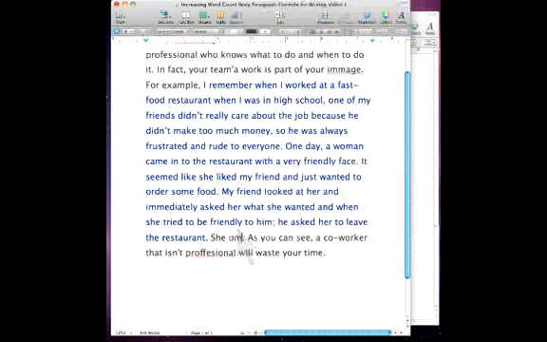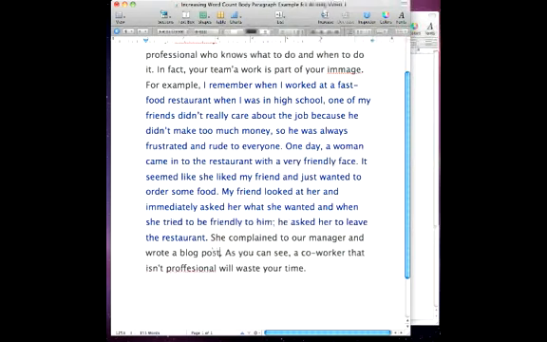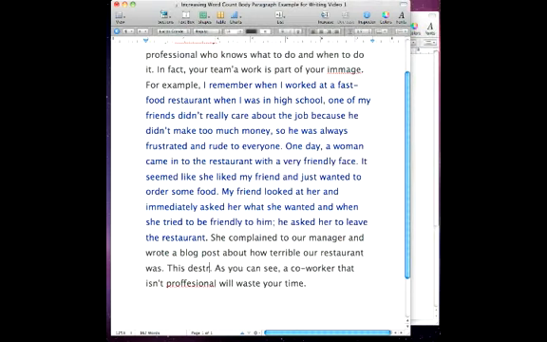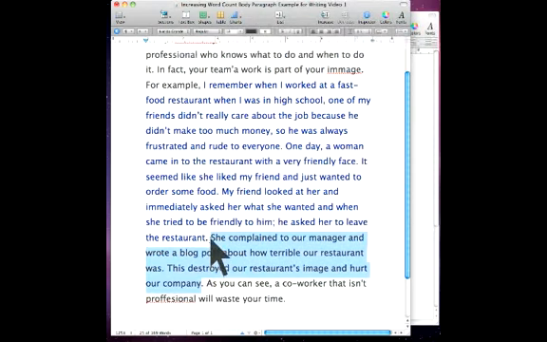So she, the customer, complained to our manager and wrote a blog post about how terrible our restaurant was. This destroyed our, well, I don't like using the same words all the time, but I'll keep it simple for now. This destroyed our restaurant's image and hurt our company. And again, this is what I changed or modified.